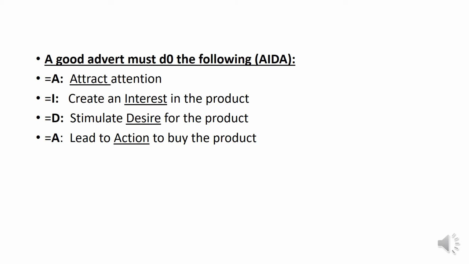Now, in order for an advert to be a very good advert, there are 4 aspects that you need to focus on. First, does it attract attention? Secondly, does it create an interest? In other words, do people want to buy the product? Then thirdly, does it create a desire for the product? And then lastly, does it lead to action where people literally go and buy the product? So we call this the AIDA, A-I-D-A. And those are the aspects that a good advert needs to have.